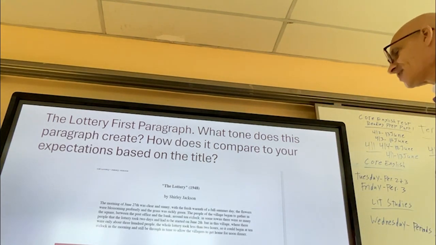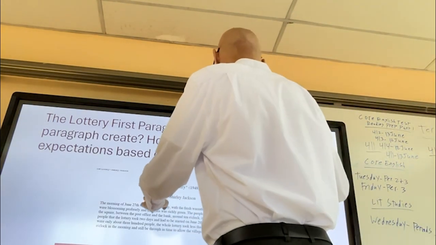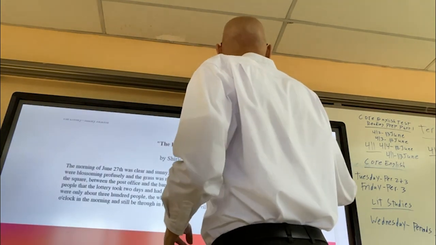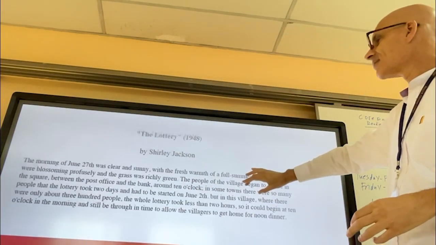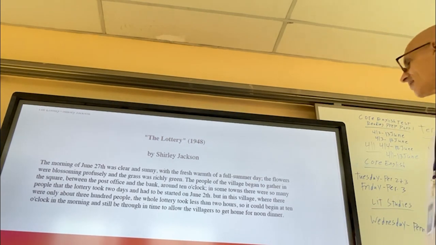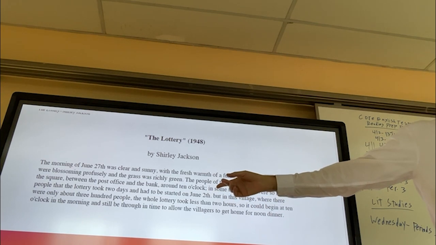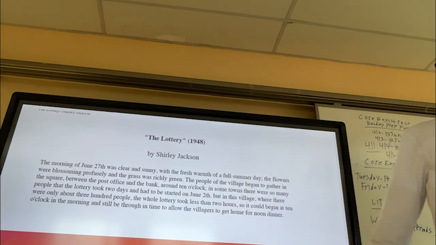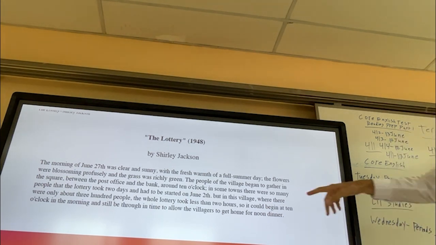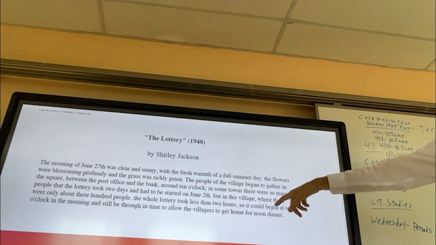Okay, so let's read the first paragraph. Can you guys see this from where you are? Who wants to read this paragraph? It's the first paragraph. Can you guys see it? Any volunteers? Oh yes, I put this file in the lottery section. You should all have it. Okay. You want to read it? Just the whole paragraph. The morning of June 27th down to villagers.